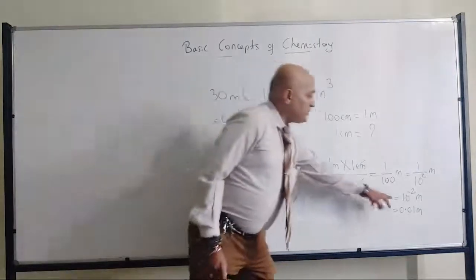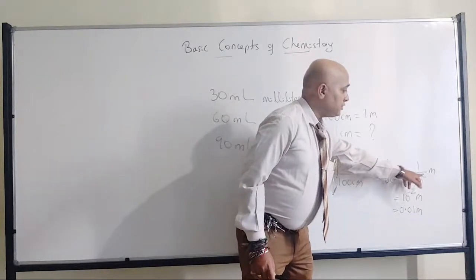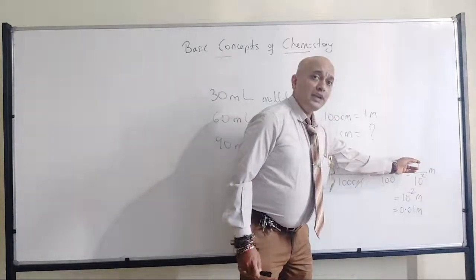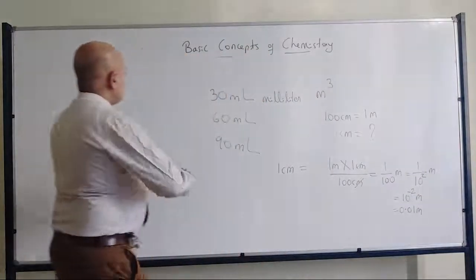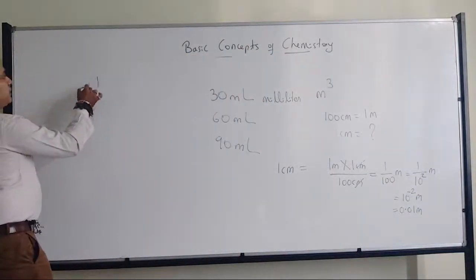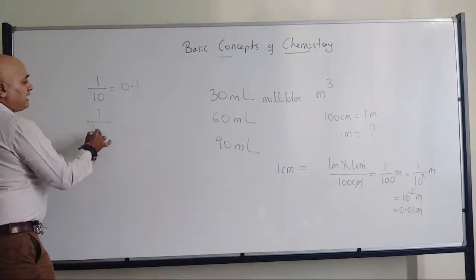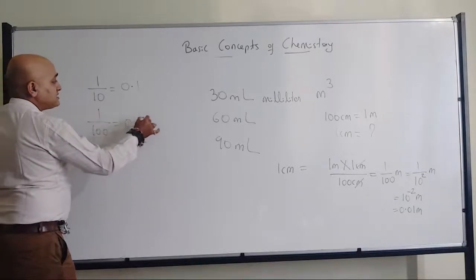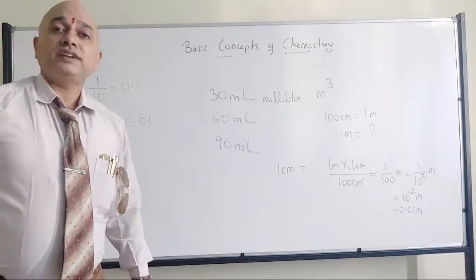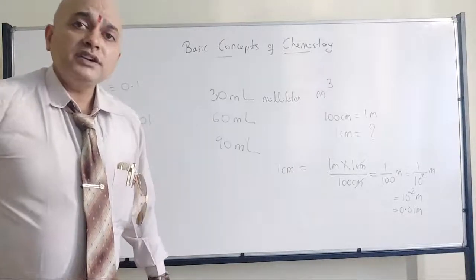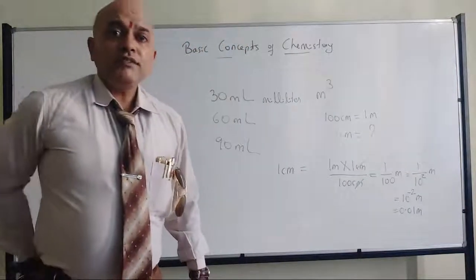How come, sir? How did it become 10 to the power of minus 2? Because in the denominator it is written as 10 to the power of 2. If I take it into the numerator, it will become minus 2. Right? So based on that, I can tell that 1 by 10 is nothing but 0.1. 1 by 100 naturally should be 0.01. That's what we have written. All of you have understood? Any doubts?